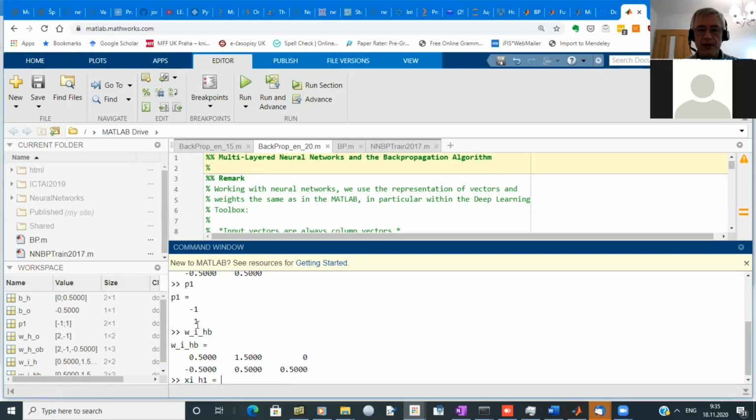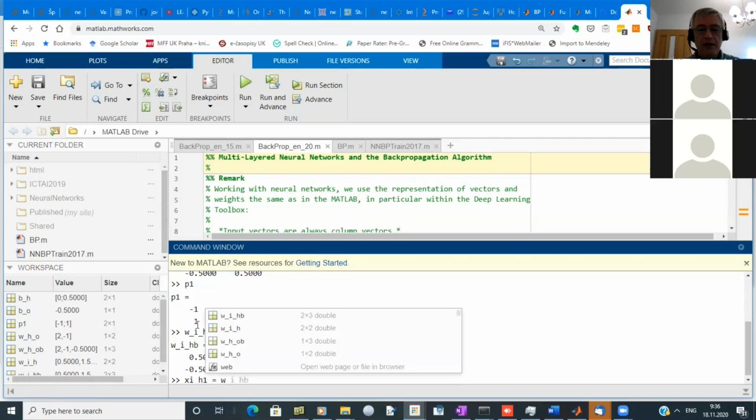Potential is the weighted sum of its input plus bias, of course. Please do that now. Yes? It's a column vector of 1 and 1.5. Okay, how did you obtain that? I multiplied the weights of input vector to the hidden layer times P1 plus BH.